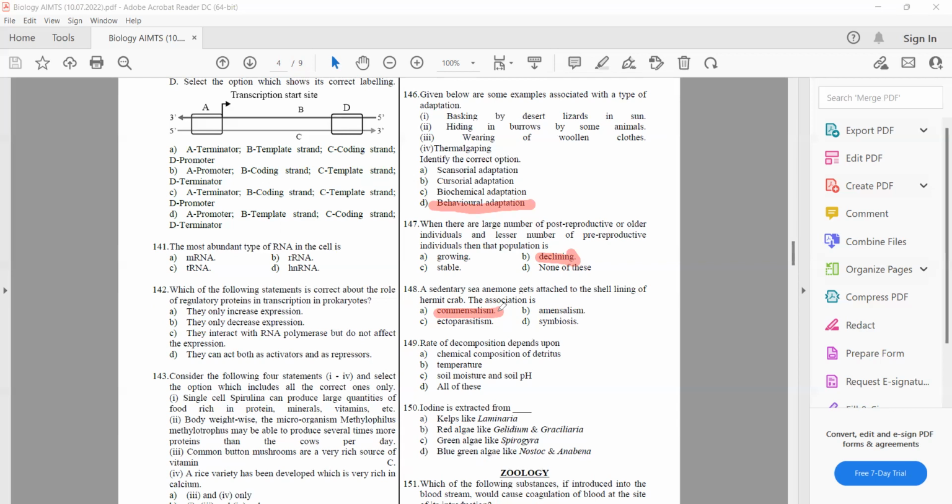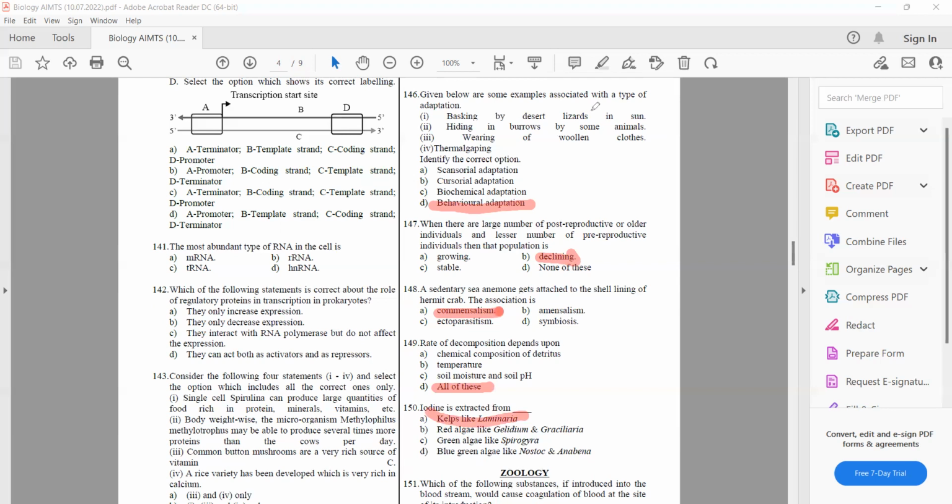149, rate of decomposition depends on. So the rate of decomposition depends on all of this: chemical composition, temperature, soil moisture, and also the pH. 150, iodine is extracted from kelps, right? So from brown algae, Laminaria, where this iodine is getting extracted. So with this, the botany part got over.